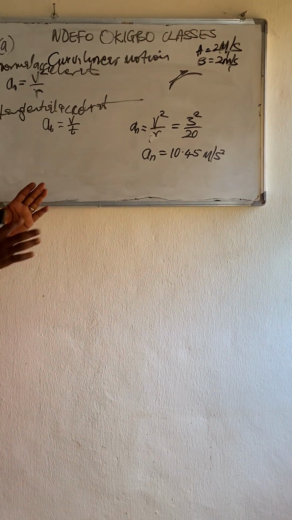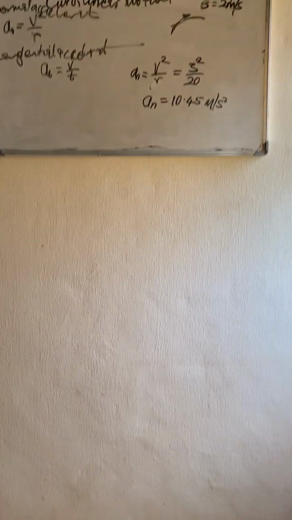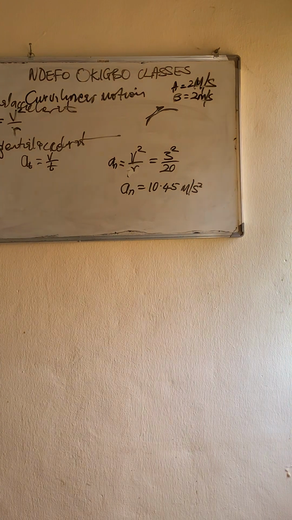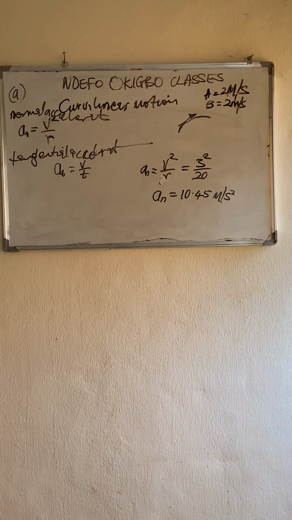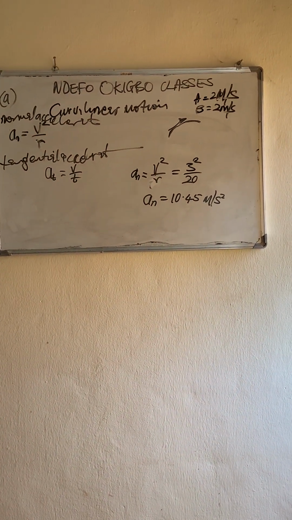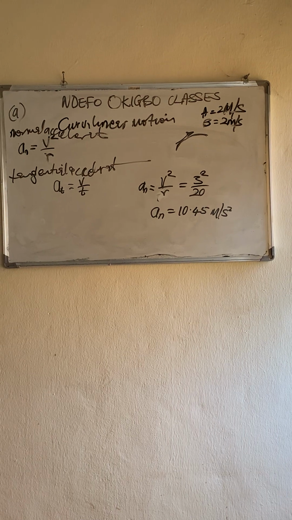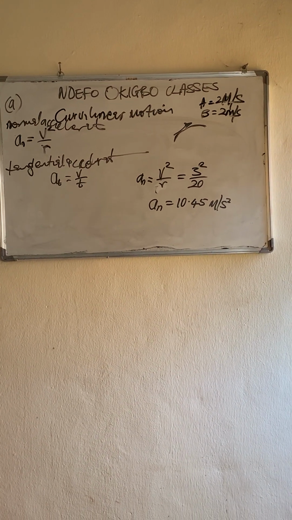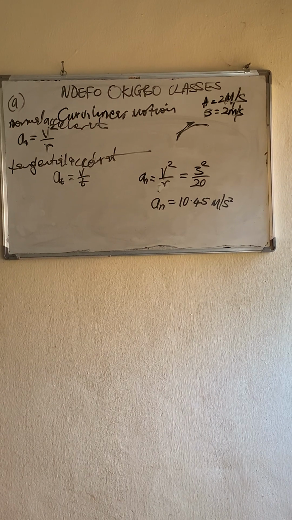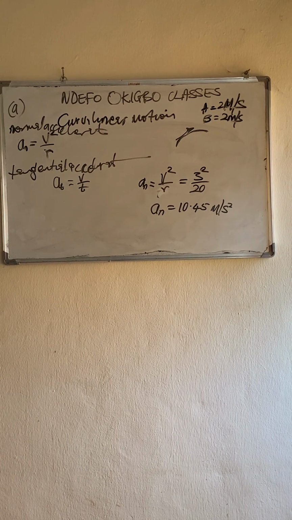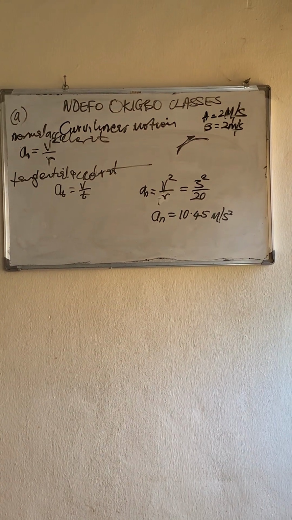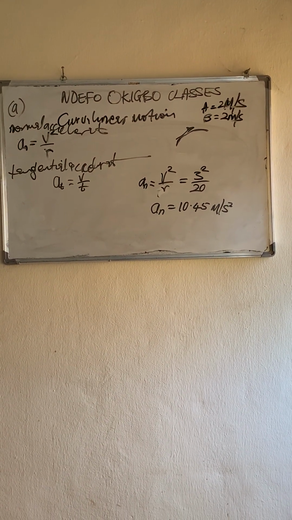If you look at this, the question says a vehicle moves at a uniform speed of 3 meters per second. We say the speed is uniform in quantity. On a curved section of a road having a radius of 20 meters, determine the normal acceleration of the car.